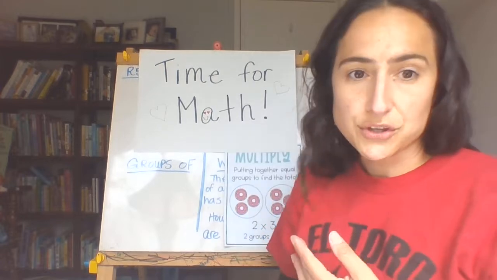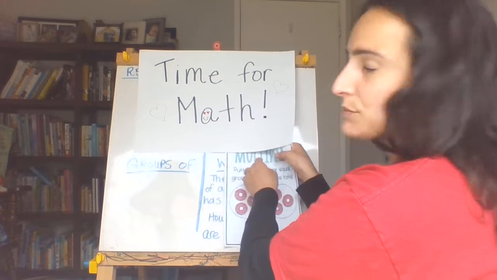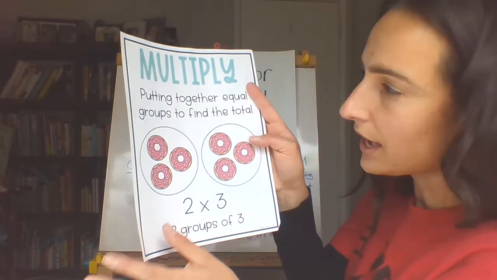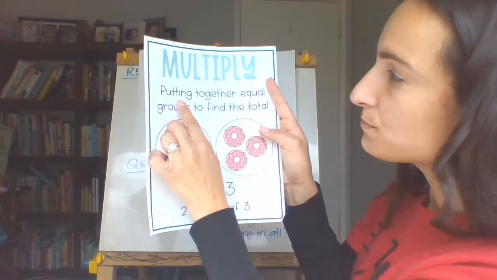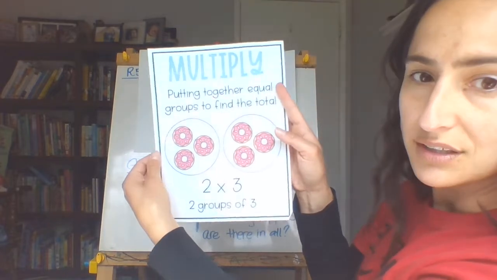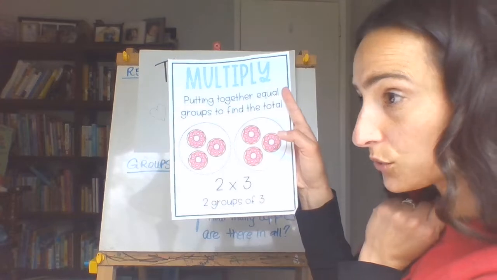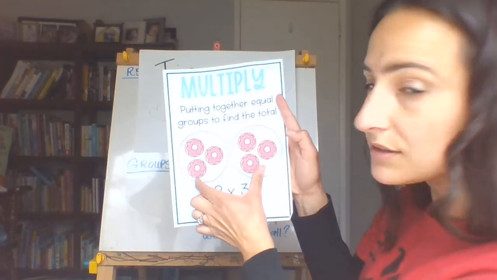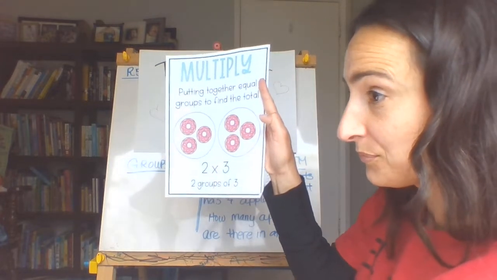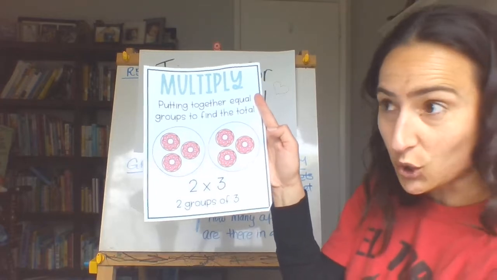I want to make sure that you have some items out that could support you, and that is some of your posters. So you should have this nearby, and if not, it's okay. Multiply means putting together equal groups to find the total. There's 3 here and 3 here, to find the total. So I have 2 groups, and how many donuts are in each group? 3. Good job, boys and girls.